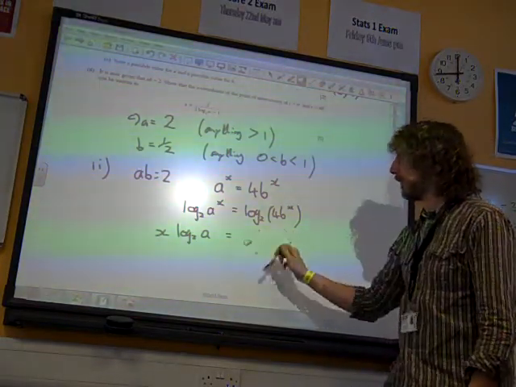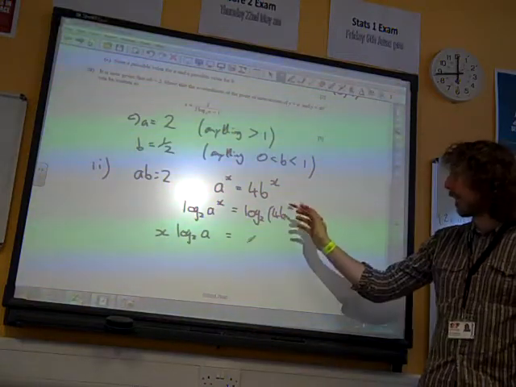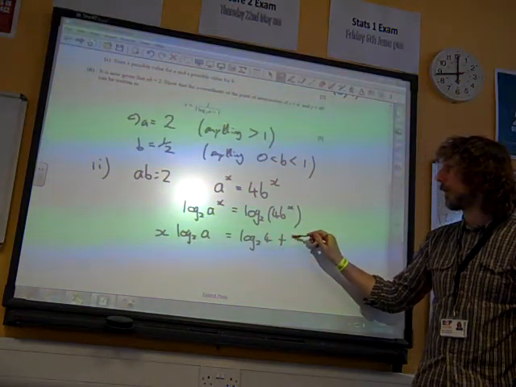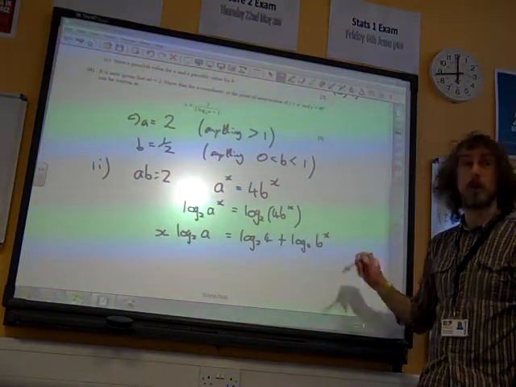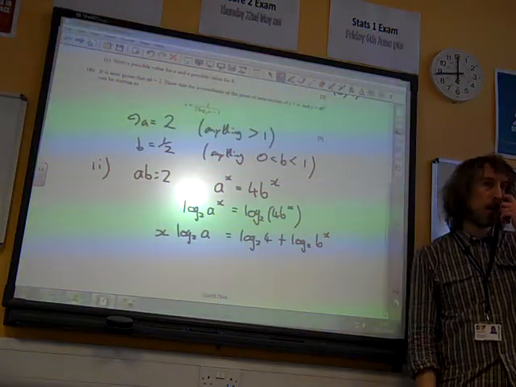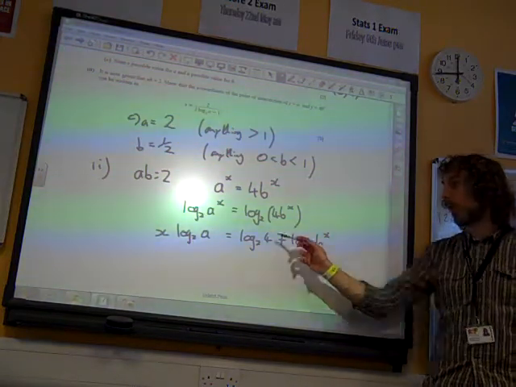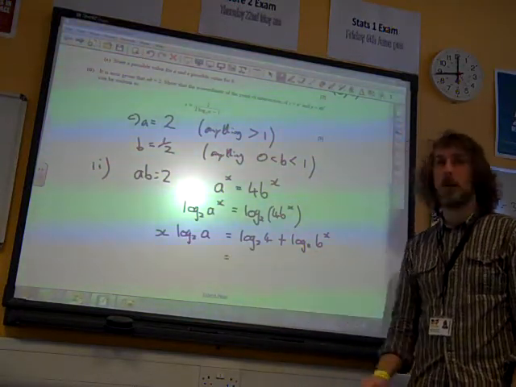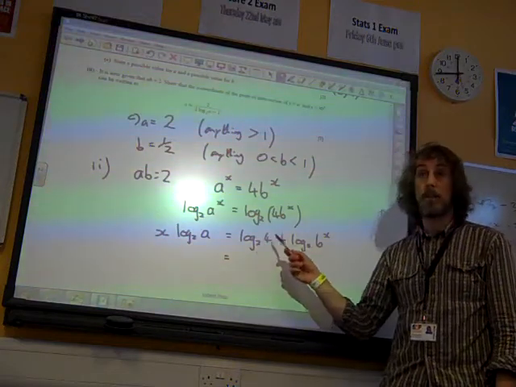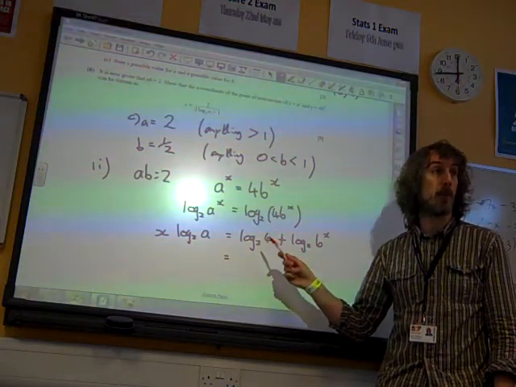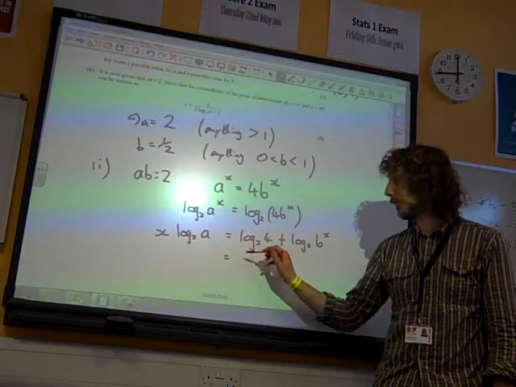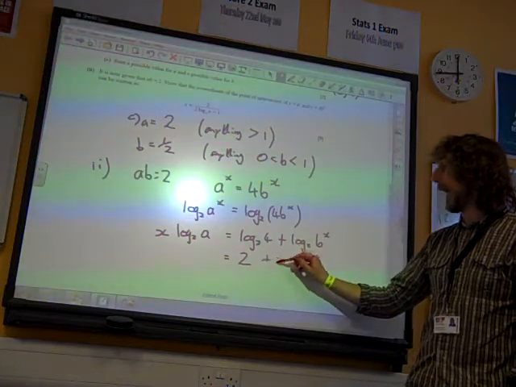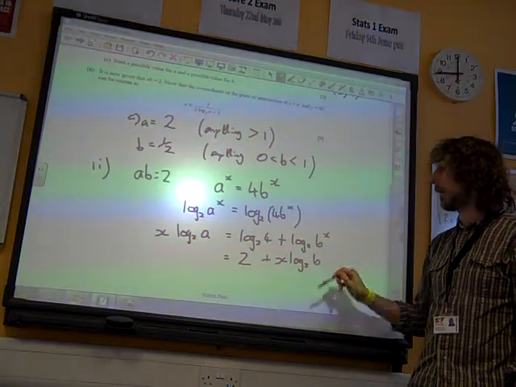In fact, before we do that, we need to use another law of logarithms that says that this is 4 times b to the x. So this becomes log base 2 of 4 plus log base 2 of b to the x. On your poster of your logarithms, that's law 1, that's law 3. The subtraction one is law 2. Log base 2 of 4, remember that means what power of 2 gives you an answer of 4? That's equal to 2. Here we've got x log base 2 of b.